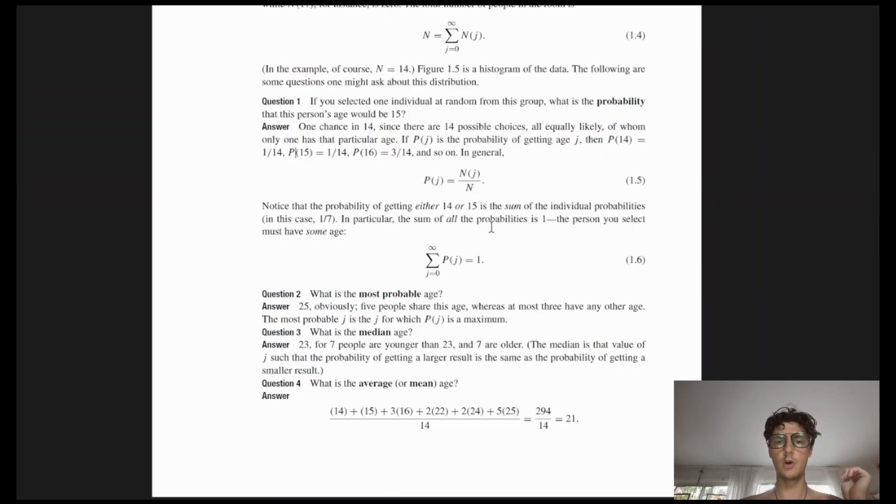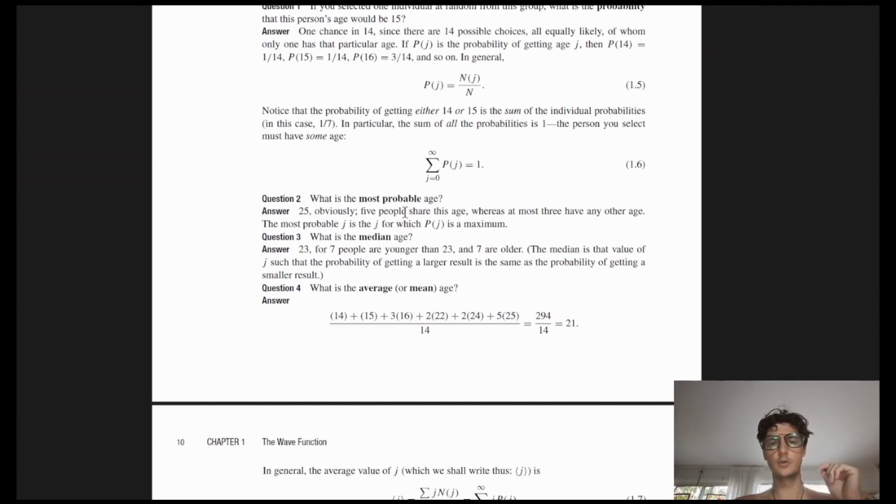In particular, the sum of all probabilities is 1. The person you select must have some age. So the summation from j equals 0 to infinity of P of j, the probability of getting a specific age, should give you 1. Question 2. What is the most probable age? 25, obviously. 5 people share this age, whereas at most 3 have any other age. The most probable j is the j for which P of j is a maximum.